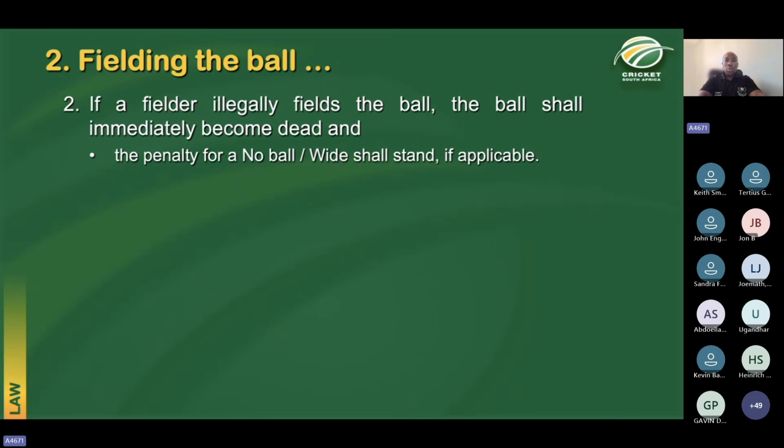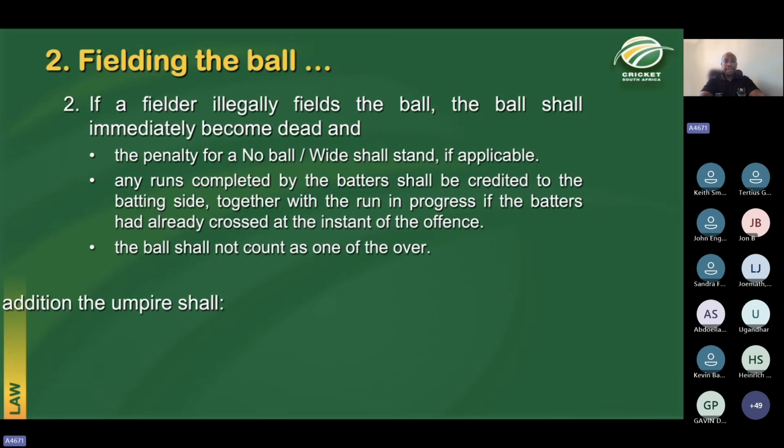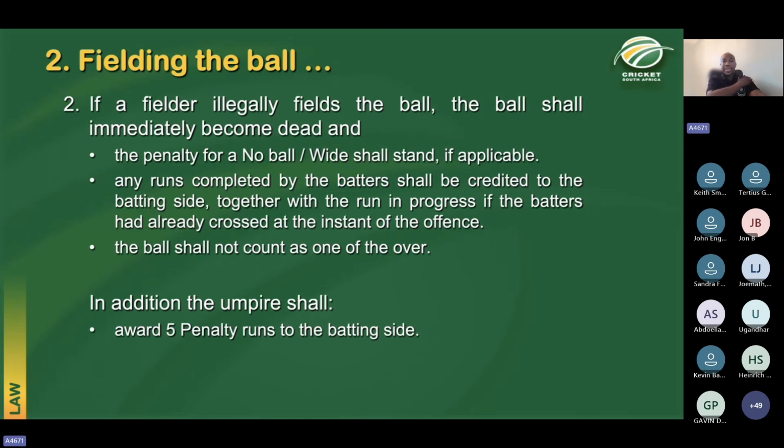If there was a no ball or a wide, they will stand. And of course, the 1-run penalty for a no ball or wide will stand. Any runs completed by the batters shall be credited to the batters, together with the run in progress if the batters had crossed at the instant of the illegal fielding. The ball shall not count as a legal delivery in the over and needs to be rebowled. The umpire shall award 5 penalty runs to the batting side, as we saw earlier. We will inform everybody and we will report the incident.